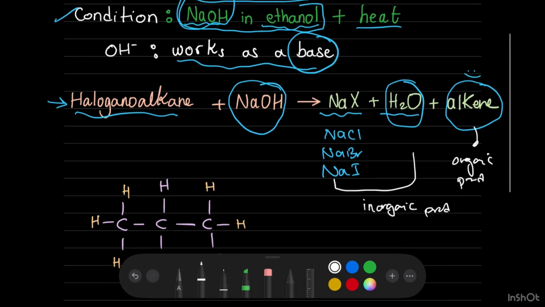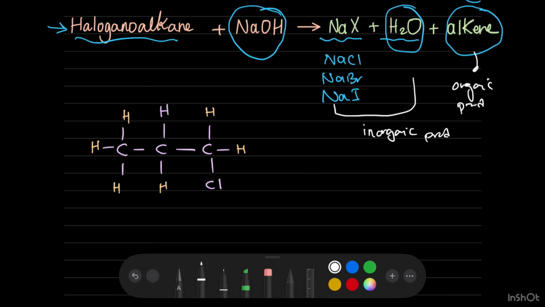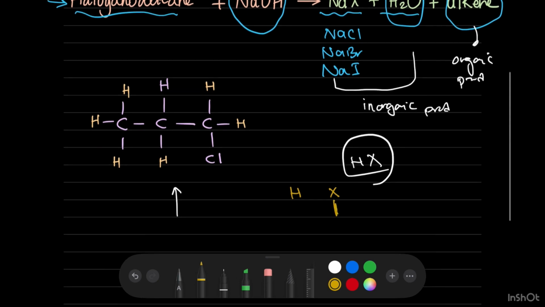So how can I describe this reaction? As we can see in this halogenoalkane, we have Cl and hydrogen. The process in general is removing H and X. So how can I do this process? Put in your mind, we're going to remove the hydrogen and the X from two adjacent carbons. In other words, this X is bonded to a carbon, and the adjacent carbon is bonded to hydrogen. So we're going to remove HX from the two adjacent carbons.